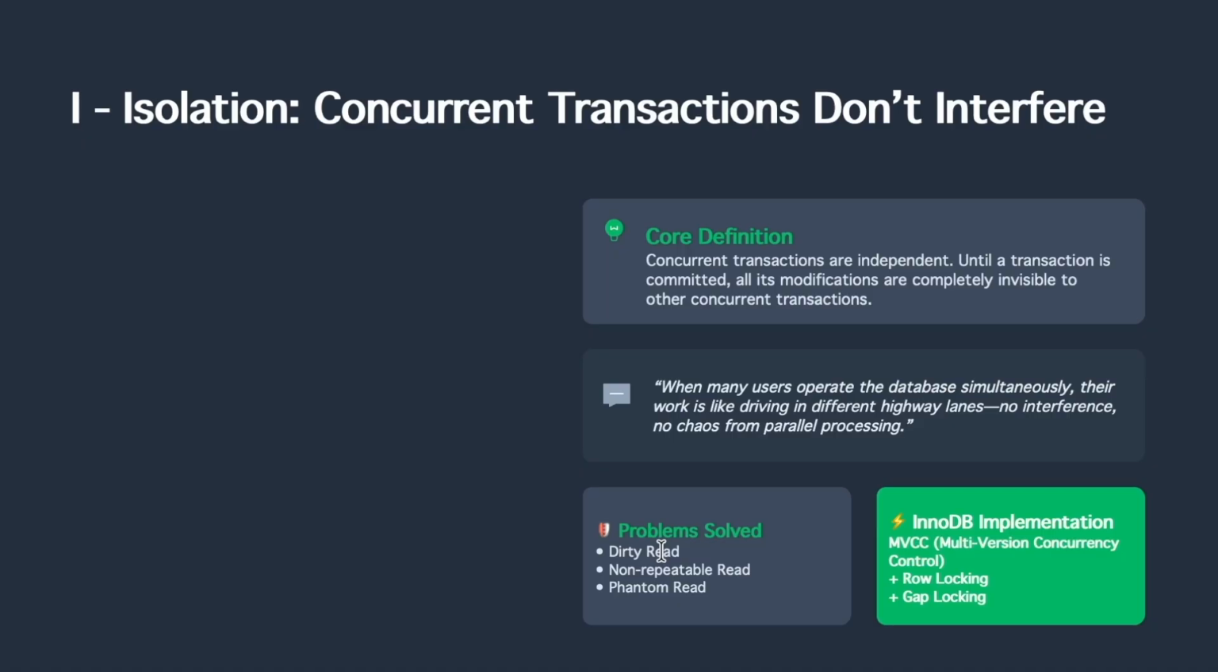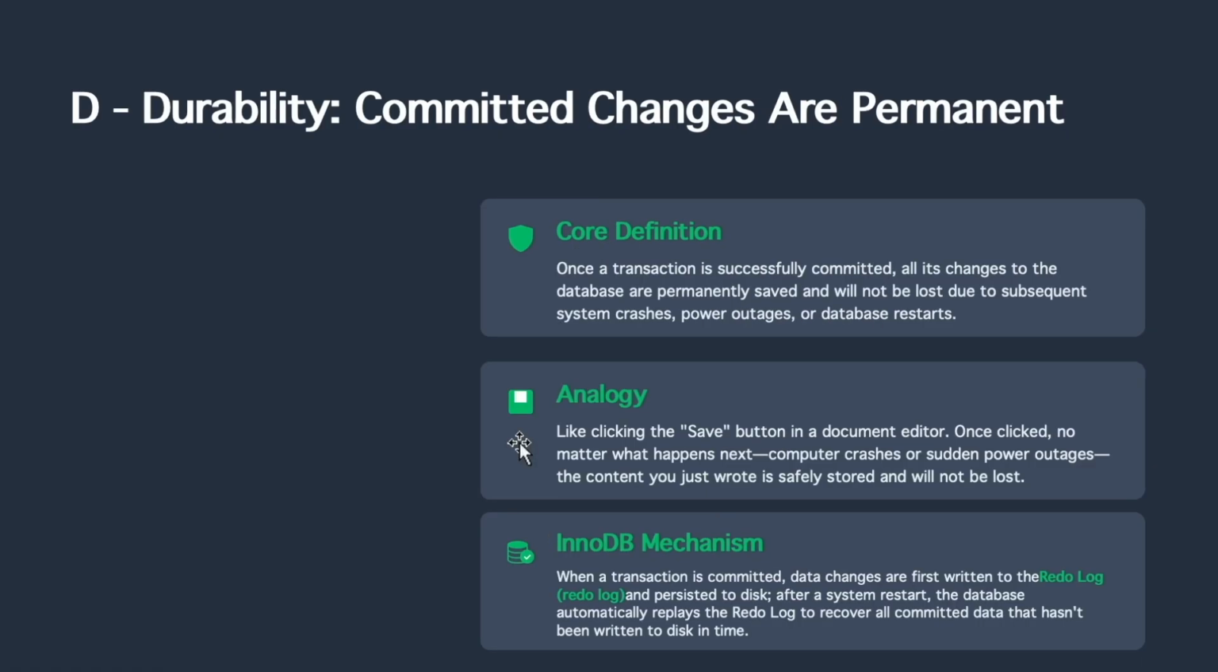InnoDB implements isolation perfectly with MVCC multi-version concurrency control, row-level locks, and gap locks, realizing non-blocking reads and safe concurrent writes. The fourth property, durability, the permanent guarantee of committed data and avoid data loss caused by abnormal downtime. Plain understanding. Once a transaction is successfully committed, the data changes are permanent, even if the server crashes or restarts immediately. Committed data will never be lost.